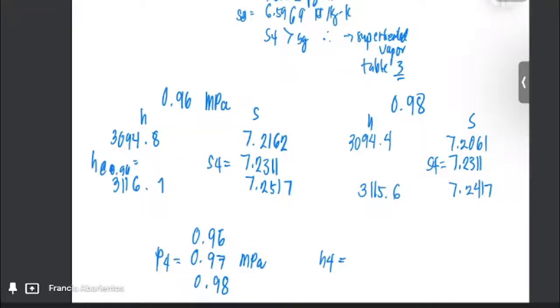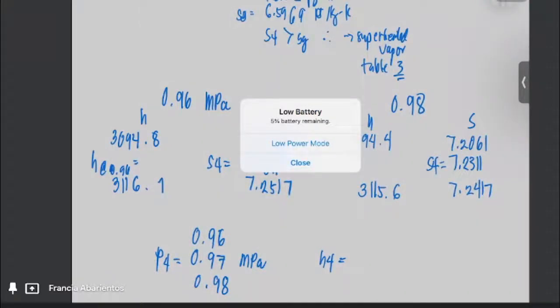What is your answer? 2162. Wala pang sagot. Yung iba, ano pa? Wait class, charge ko lang. Charge natin habang ginagamit ko. Yung iba, walang sagot.